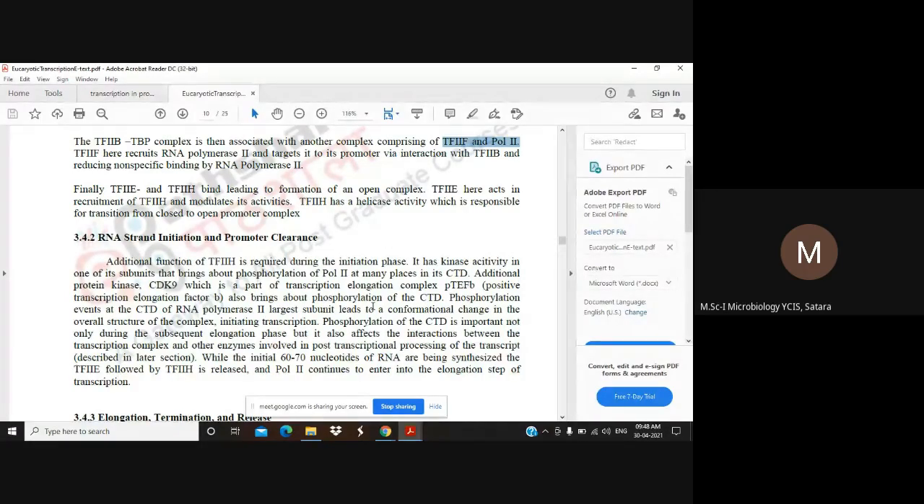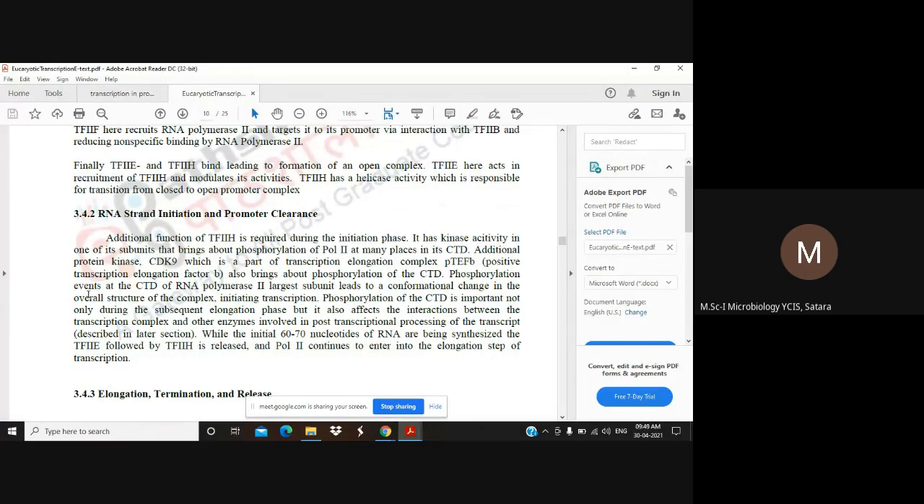Then the next stage is the RNA initiation phase. So there is an additional function of TF2H. It is required during the initiation phase. It is a kinase activity. There is the phosphorylation of RNA polymerase 2 at many places in the CTD. Wherever there is serine and threonine in that CTD, what happens? Phosphorylation happens. So as an additional protein kinase, it also functions as a CDK. CDK means cyclin dependent kinase.